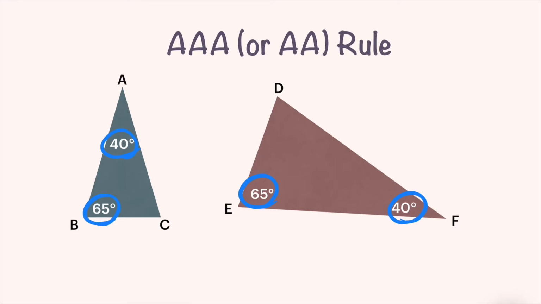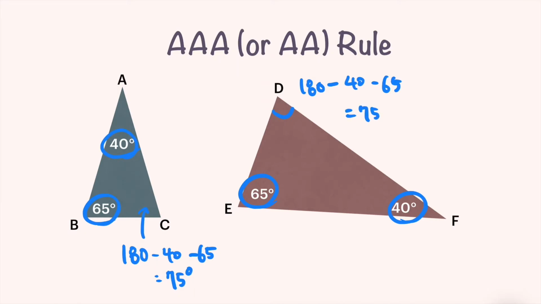And if we do the calculation for the last angle, because the sum of all three angles of a triangle is 180 degrees, the last angle would be 180 minus 40 minus 65, and you'll find that this is 75 degrees. And likewise, for this angle here as well, we have the same equation, 180 degrees minus 40 minus 65, and that is equal to 75 degrees.